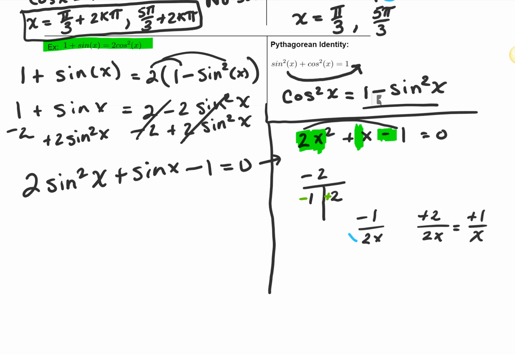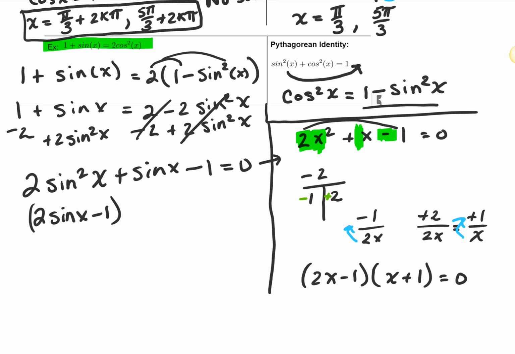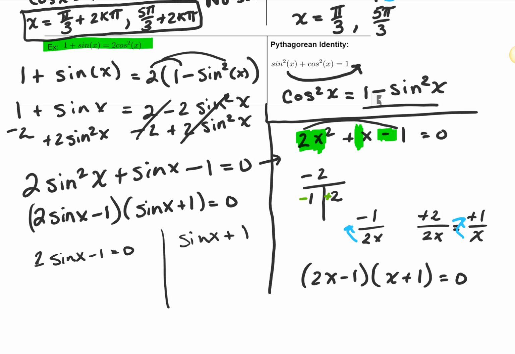And then just as before, I said bottoms up, bottoms up. So you get something that looks like this: 2x minus 1 times x plus 1 equals 0. So in this case, we're making the substitution that the sine corresponds to this value for x. So I'm going to write 2 sine of x minus 1 times the sine of x plus 1 equals 0. Okay, and now applying the zero factor property, I can say 2 sine x minus 1 equals 0, and then sine x plus 1 equals 0.